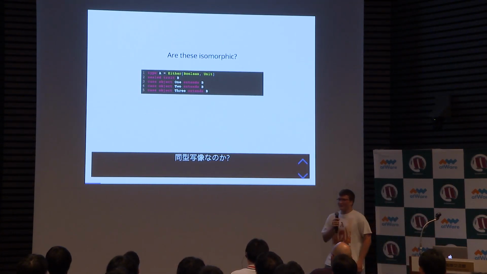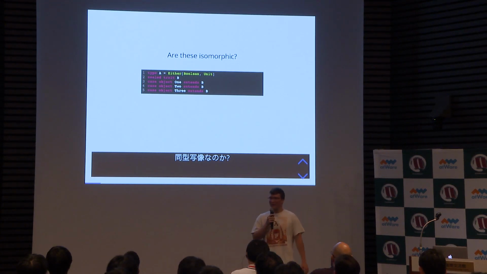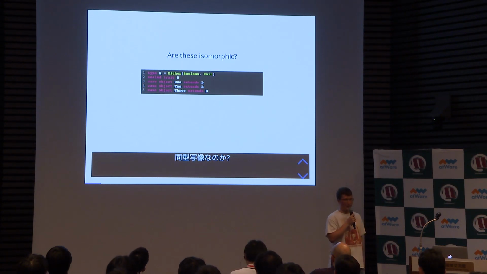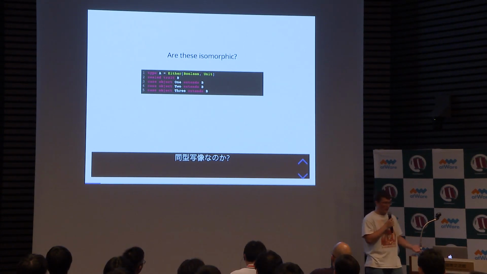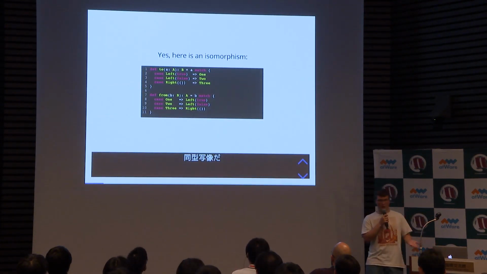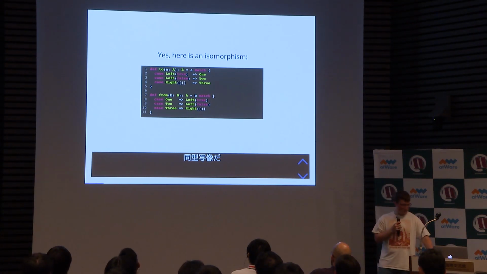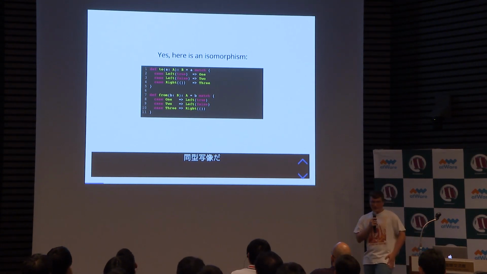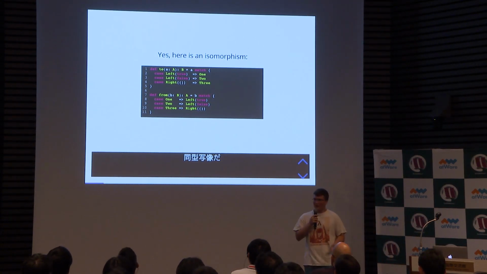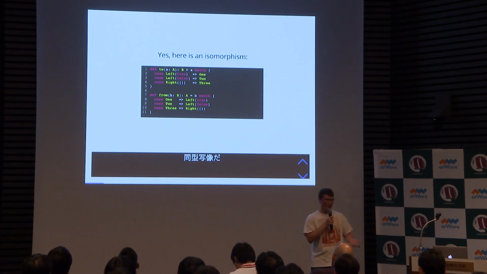Let's look at an example. Over here we have two types: Either of Boolean and Unit, and also a type with three possible values, 1, 2, 3. And we want to show that those two are isomorphic. And it's very easy to do that, right? We can just manually construct an isomorphism. And if you look at it, you can just manually verify that, yes, it is an isomorphism. If you compose those two functions, you're going to get the same value back.